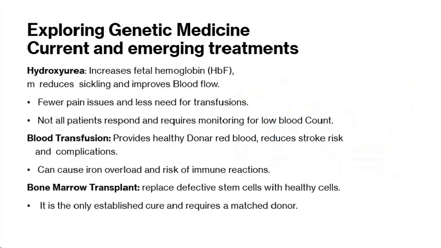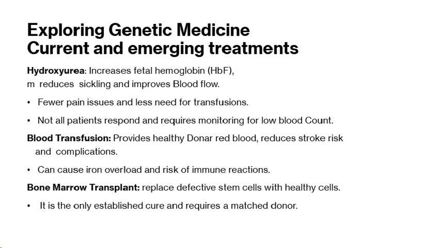We will look at the current and emerging treatments. Hydroxyurea increases fetal hemoglobin, HbF. This reduces sickling and pain episodes and also the need for fewer transfusions. Not all patients, however, will respond, and they require monitoring for lower blood counts.